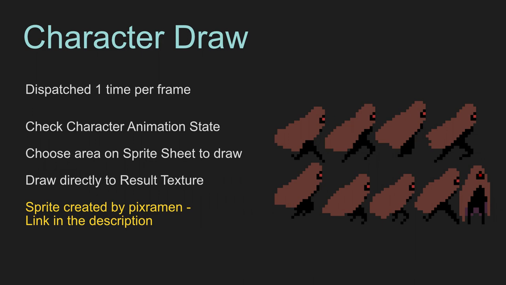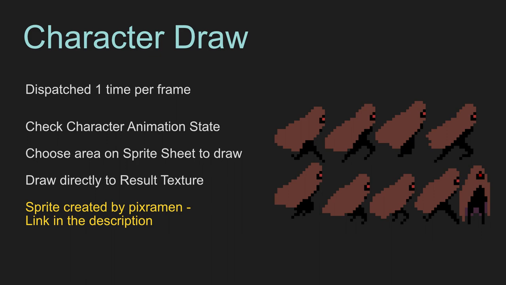The character draw kernel looks at where the character pixel is located and draws the sprite onto the result texture. This kernel also handles animation, which also takes place on the GPU. I can't just have a separate sprite texture for each animation frame and swap between them based on the character's animation state.